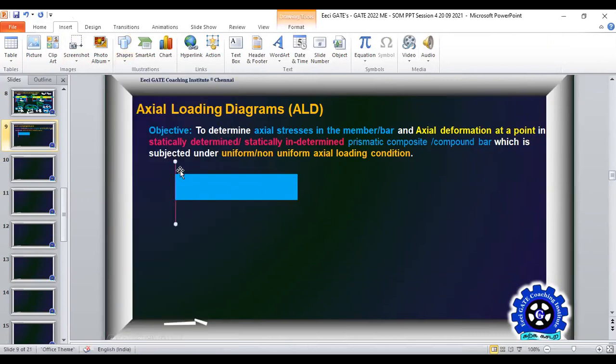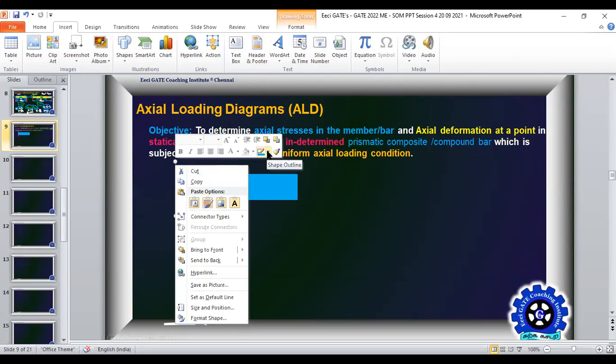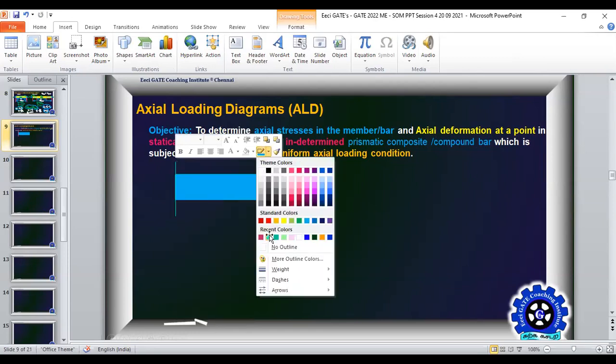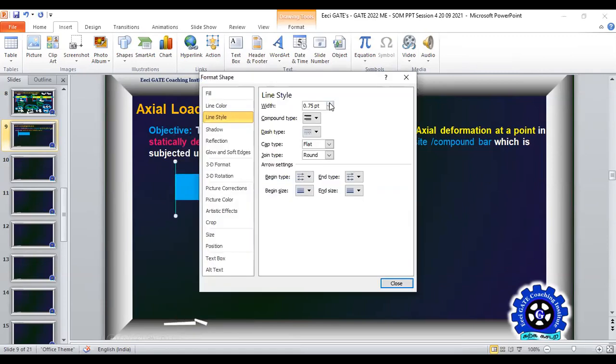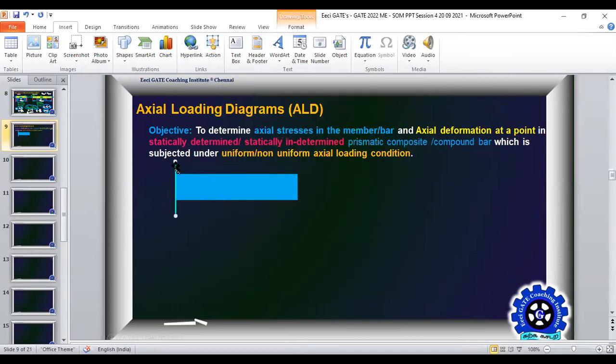And it is fixed at one end. What does prismatic bar mean, sir? Uniform area of cross section. It is having uniform area of cross section. Prismatic bar. Perfect, we can use this now. It is subjected under uniform axial loading. The load P is acting here.